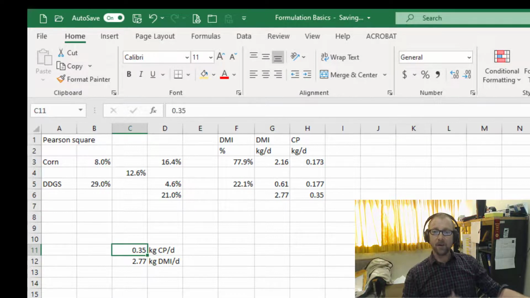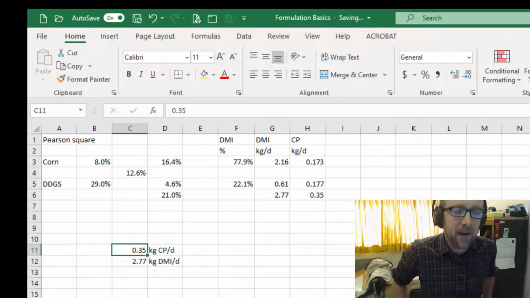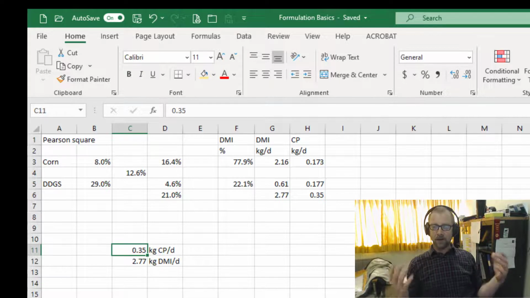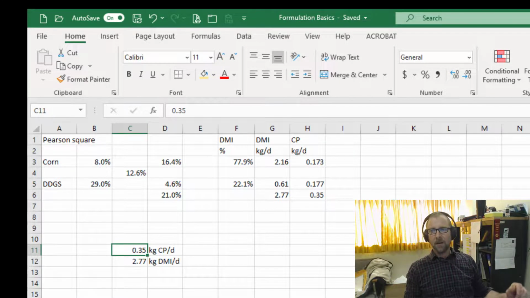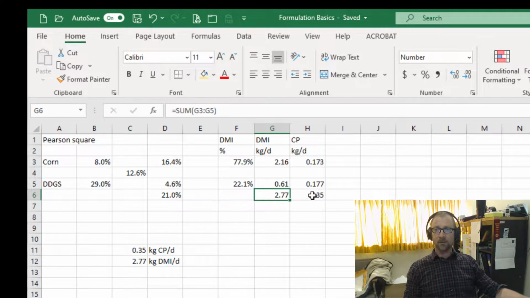So now we haven't looked at energy. We haven't looked at any other factors on here yet, but I just wanted to show you the fundamentals of what the Pearson Square can do. The fundamentals of the Pearson Square is that whatever number I target in the middle, I can hit that target and get the animal to have the right amount of, it's going to eat, if that's how much feed it's going to eat, this is how much crude protein it's going to consume.